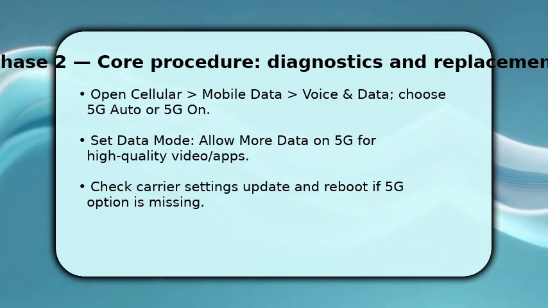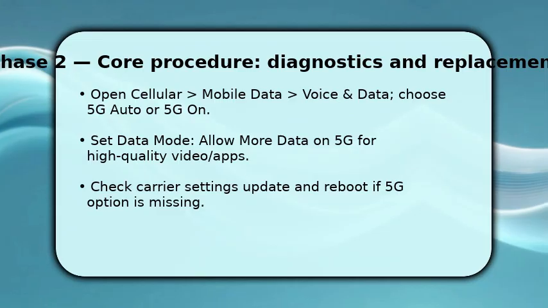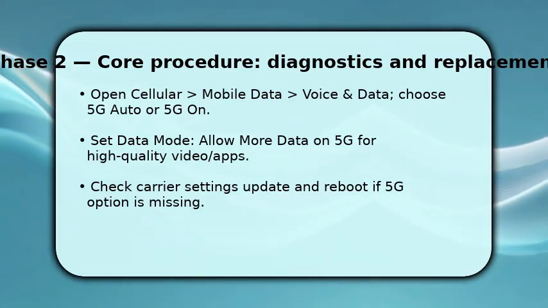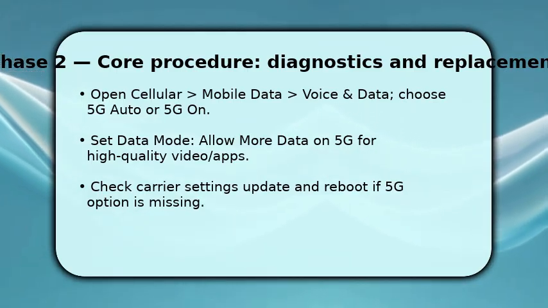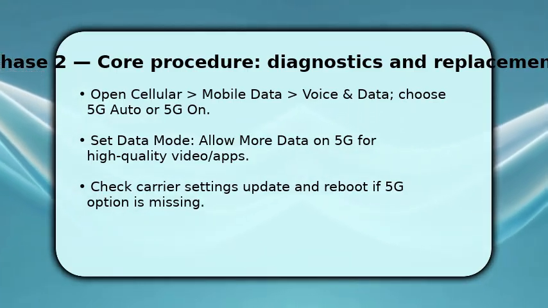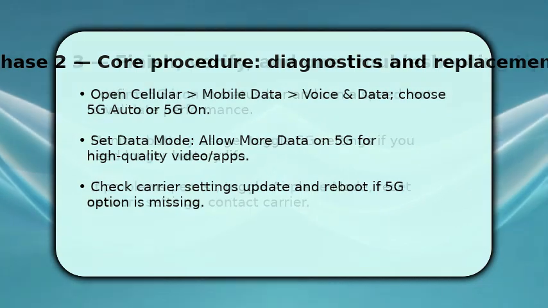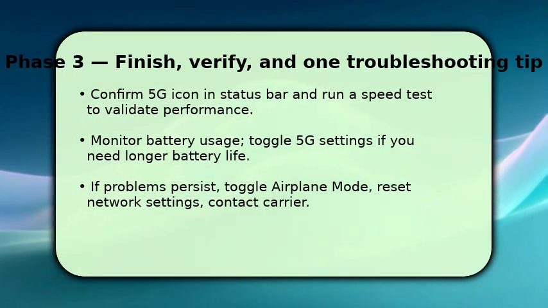Make sure carrier settings are current. If prompted, install them. If your device offers 5G standalone versus non-standalone options, understand standalone gives lower latency. Once configured, finish by verifying that the 5G icon appears in the status bar and run a speed test to confirm throughput and latency improvements.